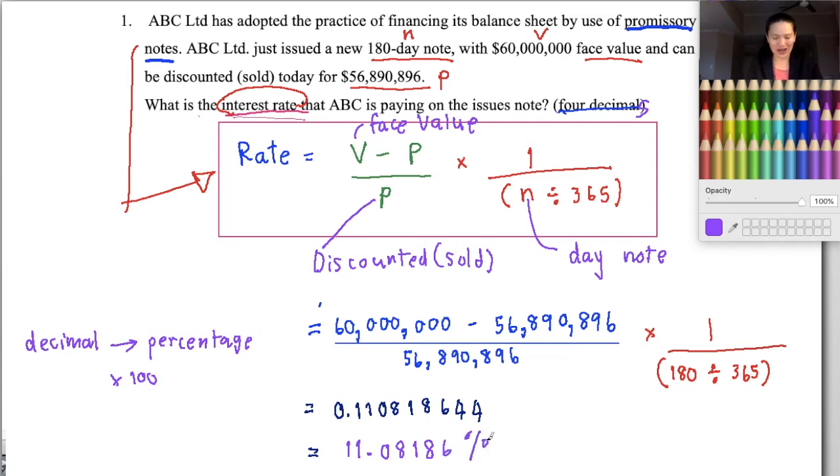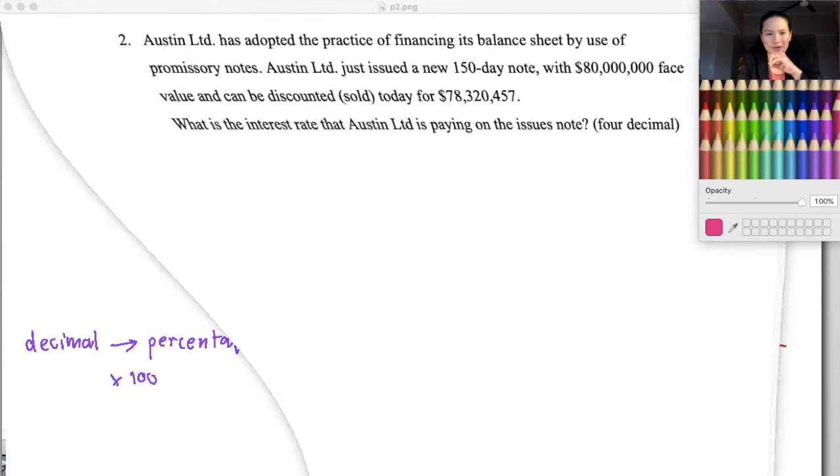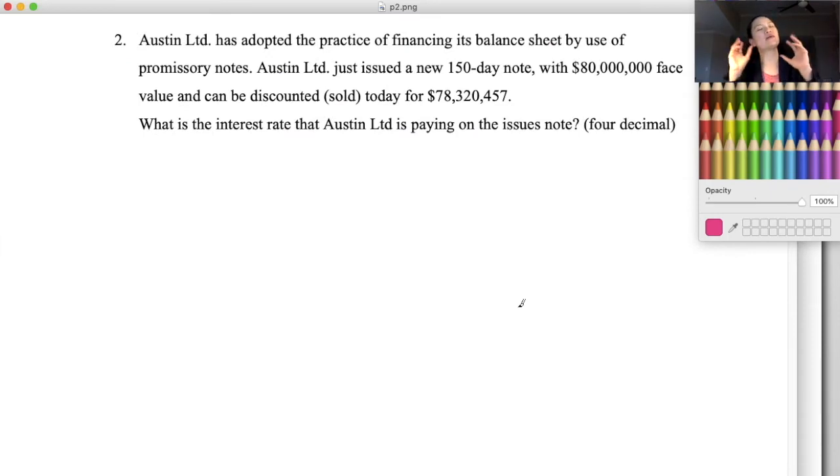So this is your answer. Or you could make it approximately 11.0819%. So this is your answer. Yes. Is it easy for you? Wow, how about we do another one together. Number 2, but I'm not going to do it really fast; I'm going to do it step by step.